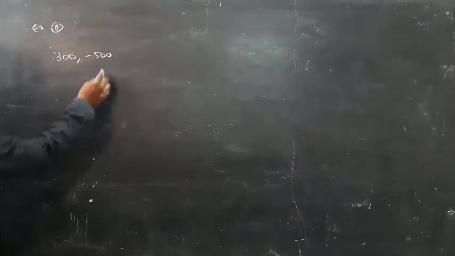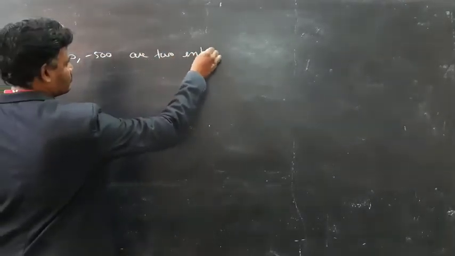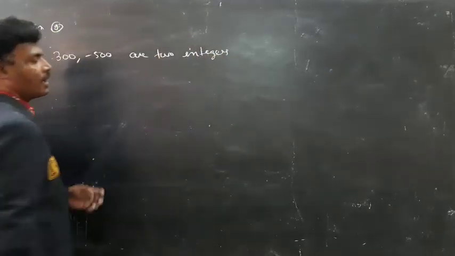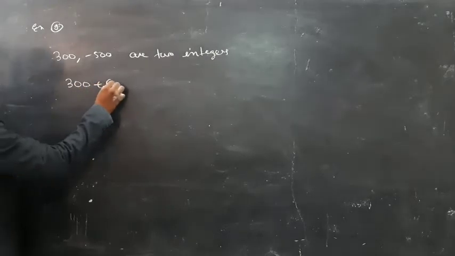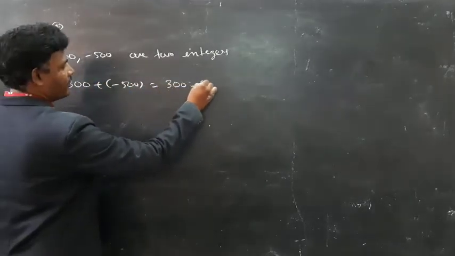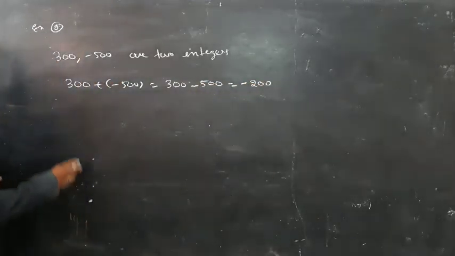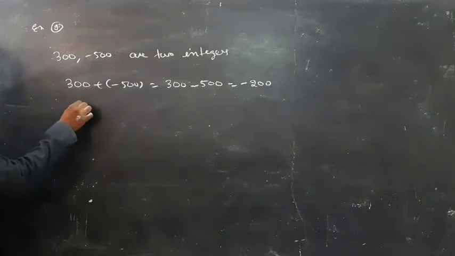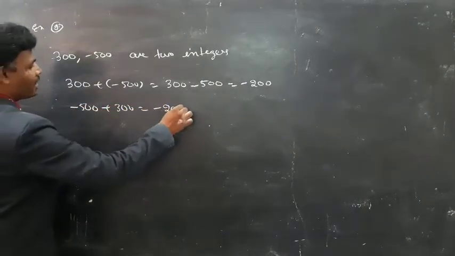Now example 2. 300 and minus 500 are two integers. Then what is the result of 300 plus minus 500? It is equal to 300 minus 500, which is equal to minus 200. Similarly, the result of minus 500 plus 300 is equal to minus 200.